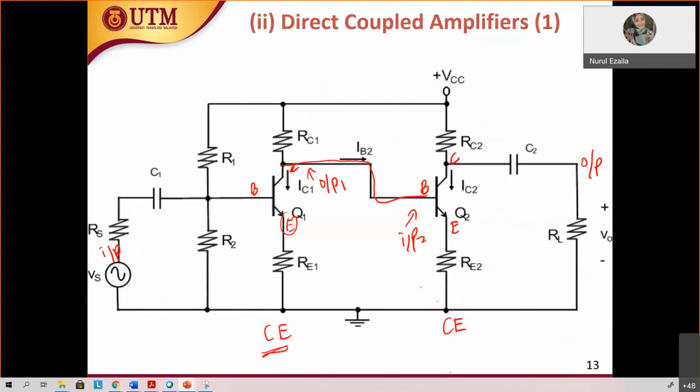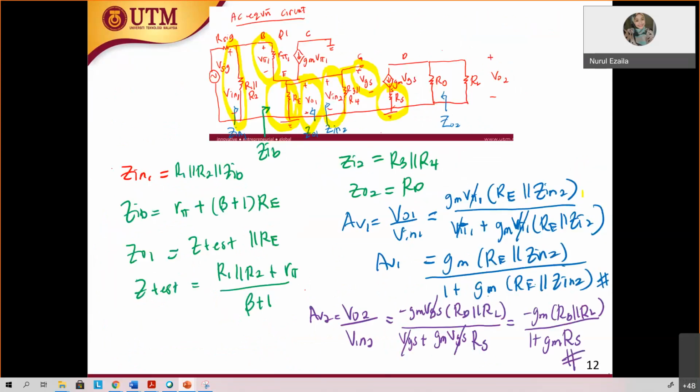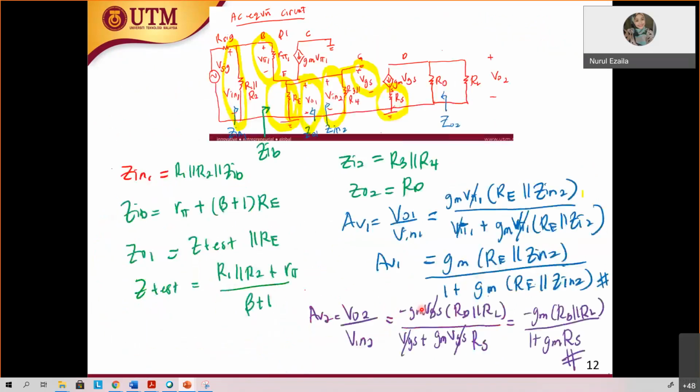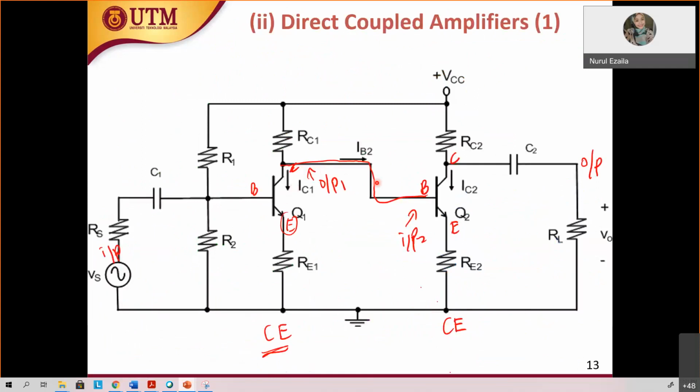So what makes it different between the RC couple and the direct couple? For RC couple, at the input of stage 2, there is also a resistor, like this one. You have R3 and R4. But for the direct couple, without a capacitor, there is no resistor at the input. Just direct to the base, which means you can imagine that after RC1, in the next stage, you're going to have R pi straight away.